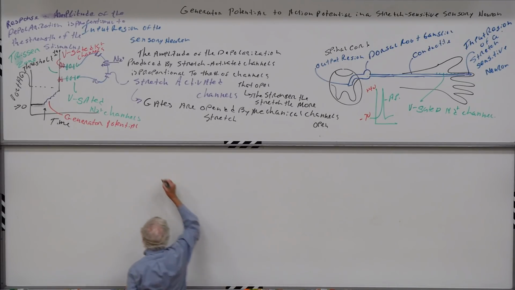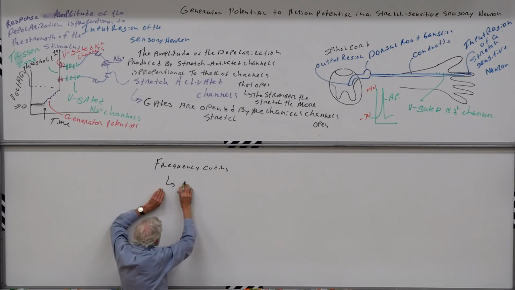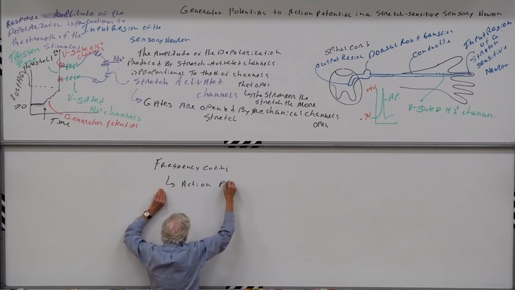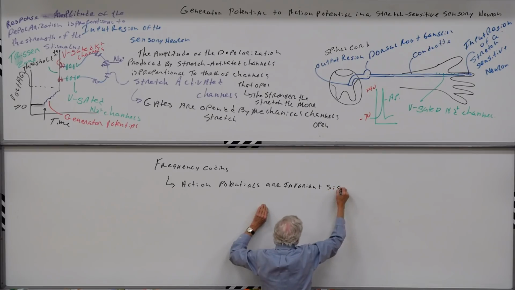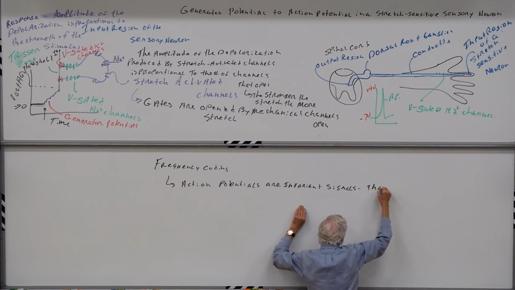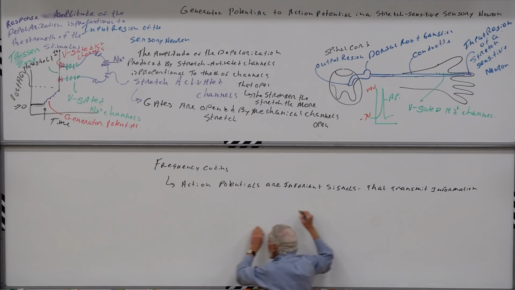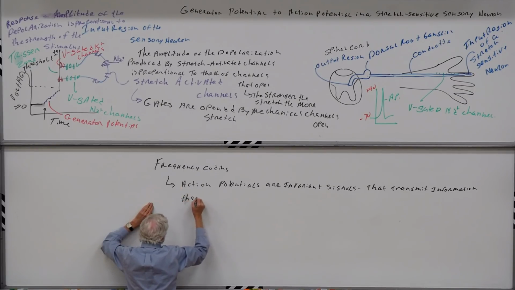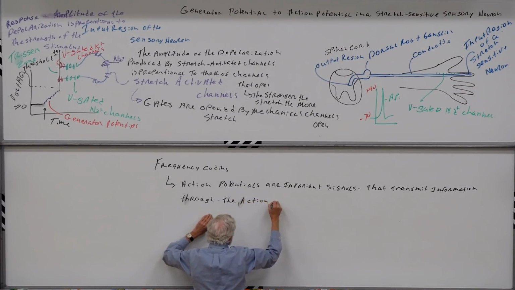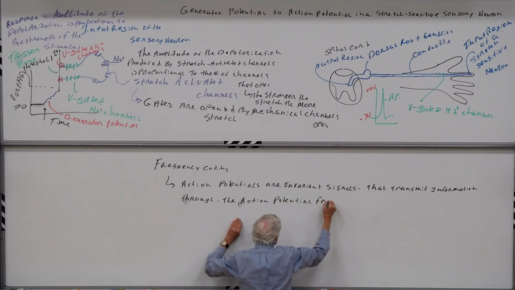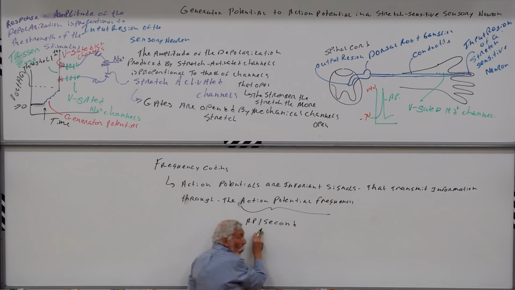And this is the concept of frequency coding. And the summary of this is that action potentials are invariant signals that transmit information through the frequency, let's do it this way, action potential frequency. Another way of saying this would be action potentials per second. 1 per second, up to as many as 100 per second.